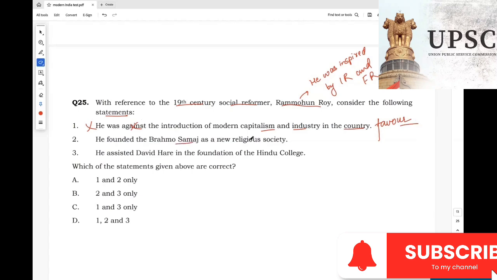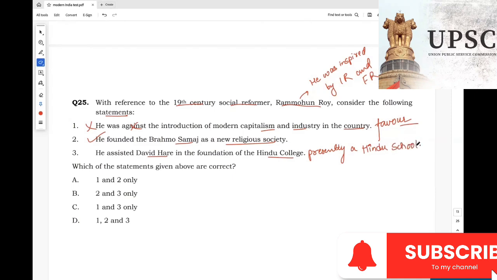He founded the Brahmo Samaj as a new religious society. Obviously, it's correct, without a doubt, right? It's a religious society, Brahmo Samaj, which will have separate religious views. He assisted David Hare in the foundation of Hindu College, which is presently a Hindu school. Presently, it is known as Hindu school.